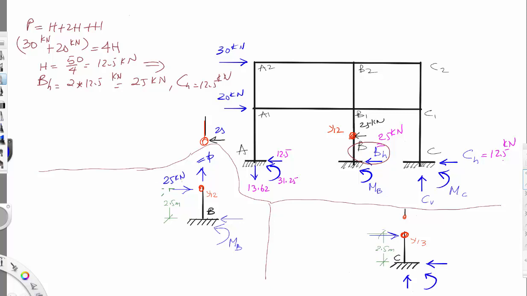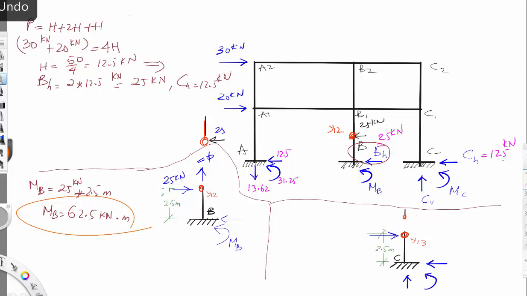And all I need for the moment for this guy is this force multiplied by this distance. That's all I need. So to calculate this part, I will say moment at B is equal to 25 kilonewton multiplied by 2.5 meters, and MB is equal to 62.5 kilonewton meter. So that is the other reaction. So I got this one also. I have all of these ones. So I need to move to joint C.